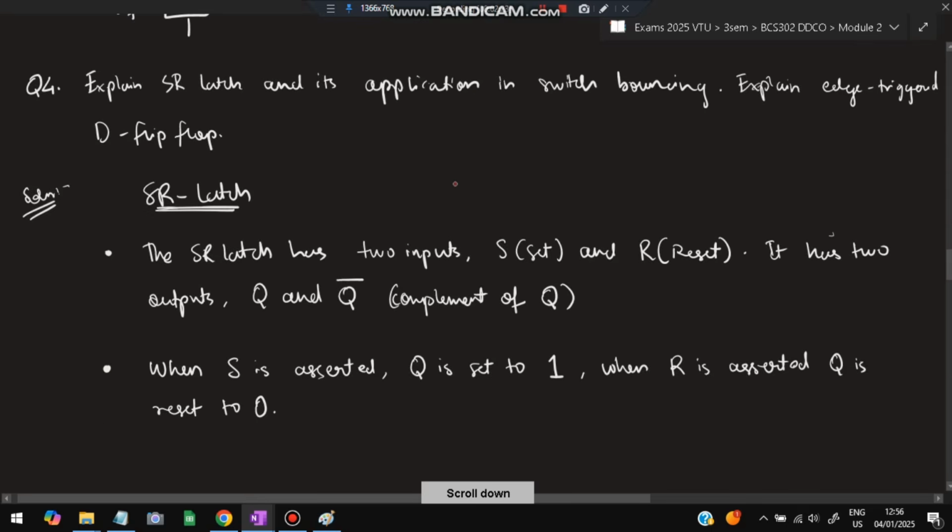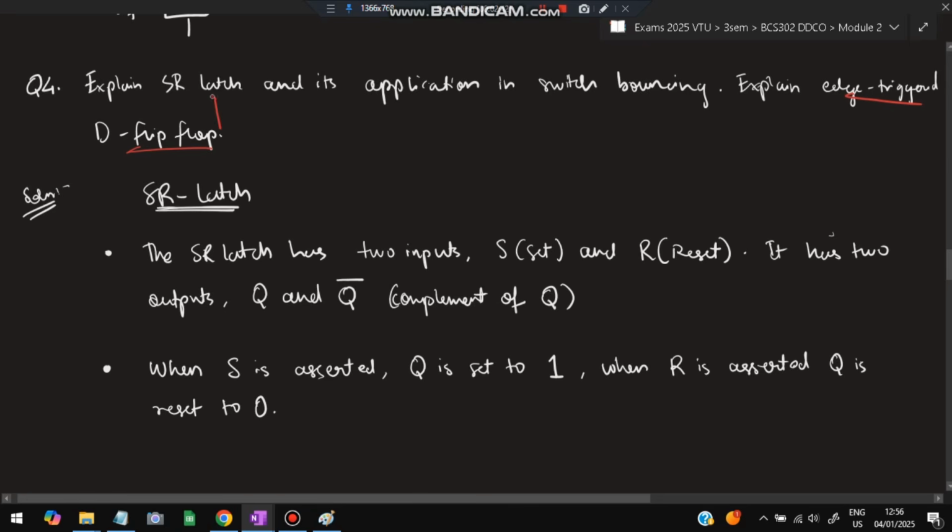Moving on to the fourth super important question. Explain SR latch. First question, you have to explain SR, means set reset latch, and its application in switch bouncing. Okay, very important. This is the most repeated question. And here observe carefully, they have asked latch, not flip flop. If you write about flip flop, you will be getting 0 marks. Explain edge triggered D flip flop is the third question.